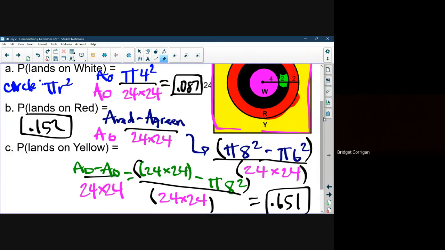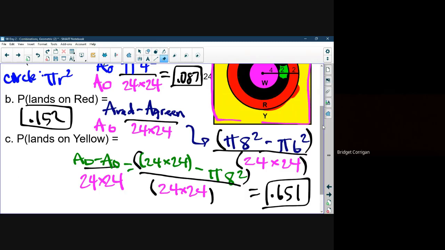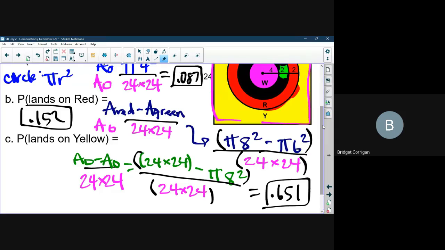So pause it, check it, make sure you got it. Those can be a little bit tricky, but just remember the probability is what you want to have happen on top. So you have to find the area of where you want it to land over the total possible area on bottom. And that's all for today.